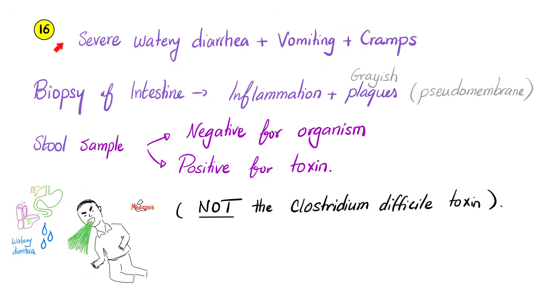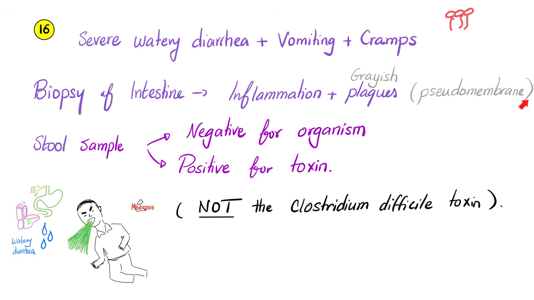Yes, ma'am. Number 16, severe watery diarrhea and vomiting and cramps. Biopsy of the intestine showed us the ugly pseudomembrane. What do you mean, Medicosis? I mean, this is not a true membrane. What's a true membrane, Medicosis? The membrane that you studied in histology, the lipid bilayer membrane. Oh, so this was not the membrane that you're talking about? No, it's just a bunch of crappy inflammation, grayish plaques. That's it. There's no lipid bilayer with receptors and pumps and channels. None of this was there. It's just grayish plaque. That's what the pseudomembrane is.